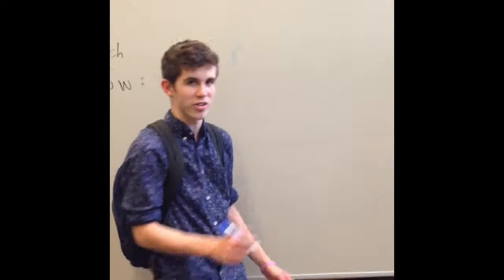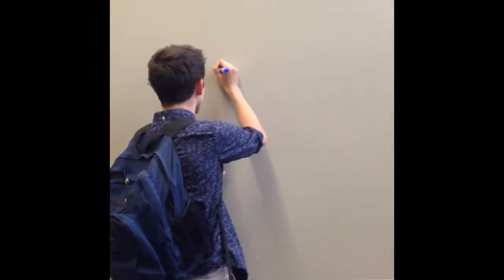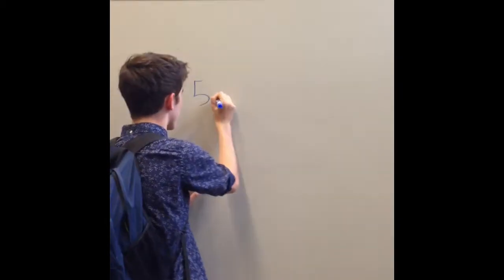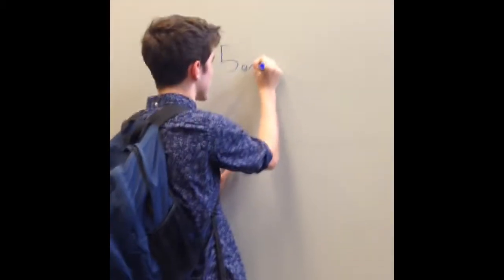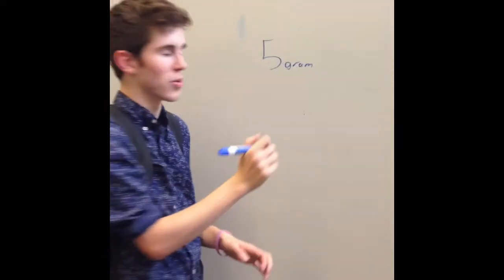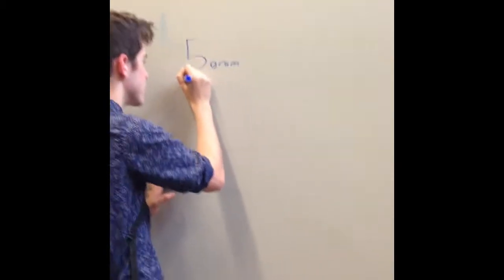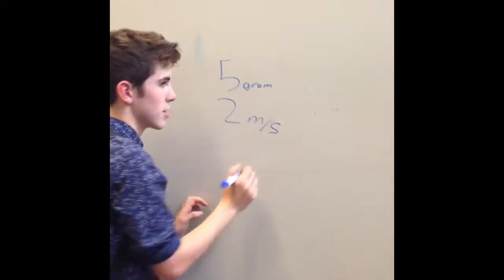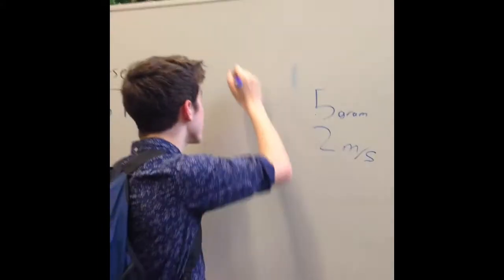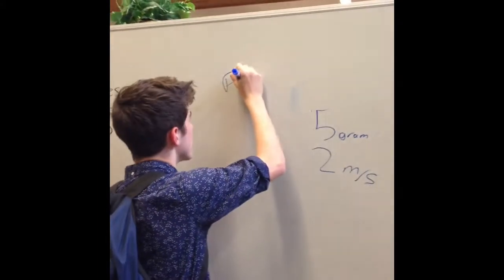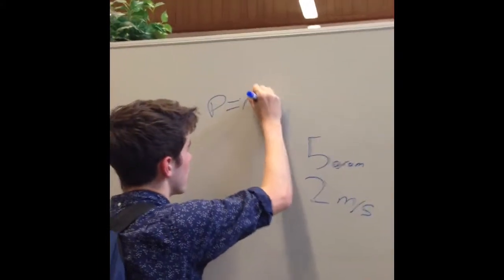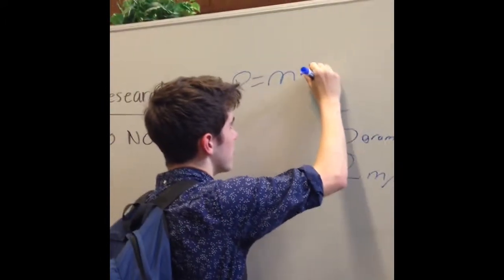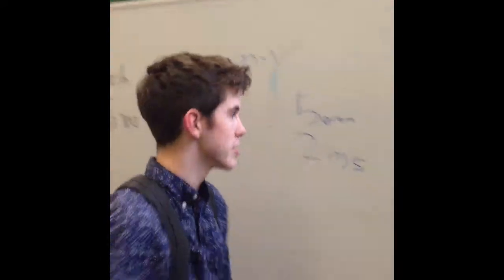Alright, pretend the ball is 5 grams and the velocity of the ball is 2 meters per second. Using the formula P equals m times v, you plug in the units.